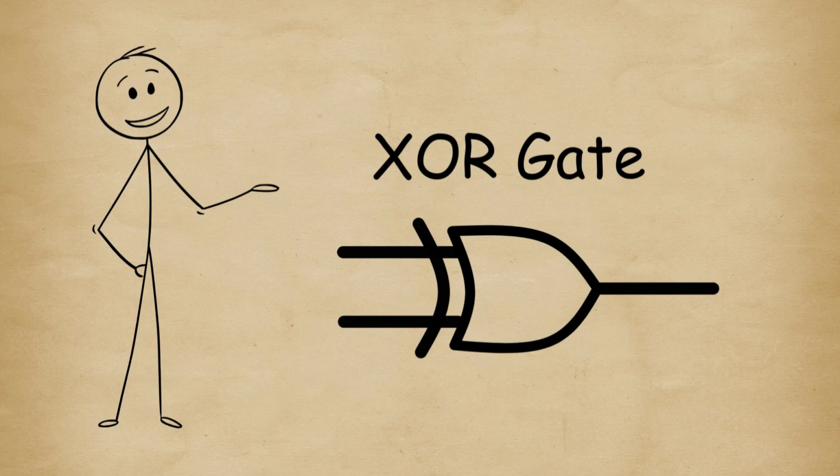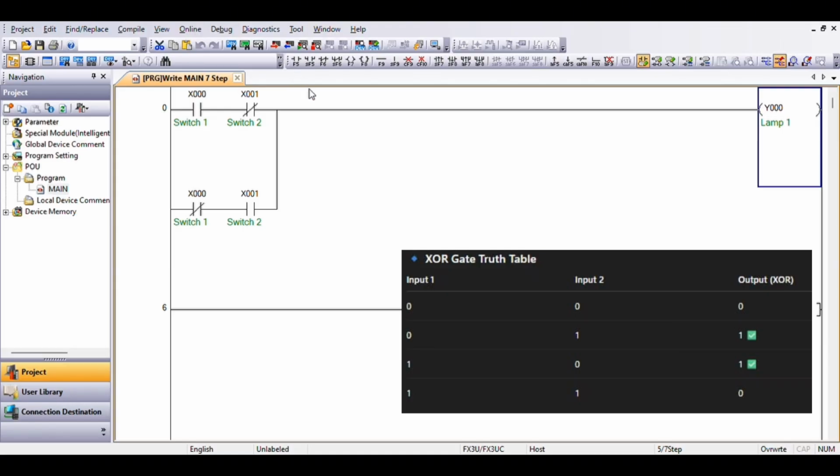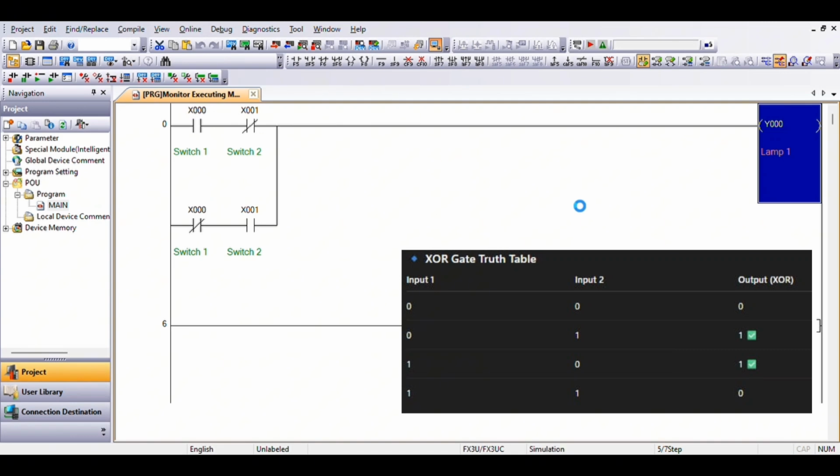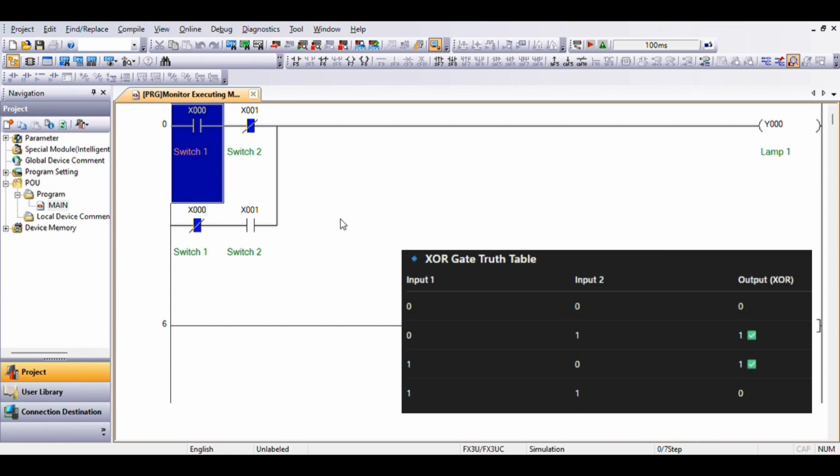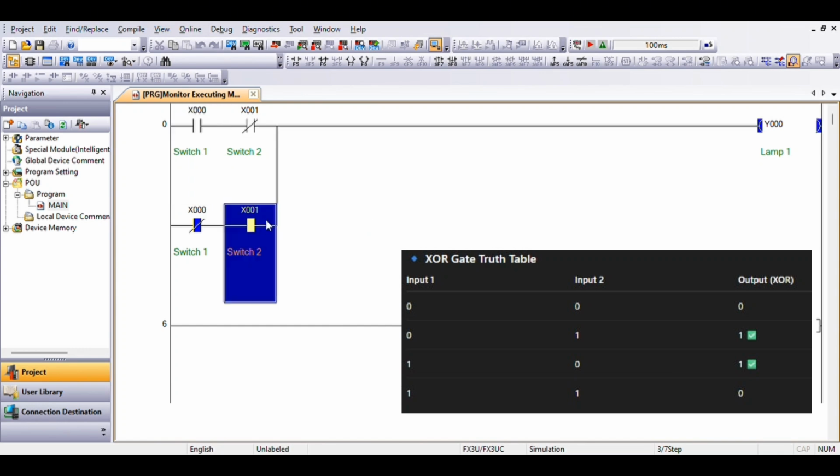XOR gate. The XOR gate gives an output only when the inputs are different. For my ladder diagram, I used a combination of parallel and series contacts. One branch checks switch 1 on and switch 2 off, while the other branch checks switch 1 off and switch 2 on. These branches are then connected in parallel to the same coil. This makes the coil energize only when the inputs are different. In the truth table, you can see the output is 1 only when exactly one input is on.